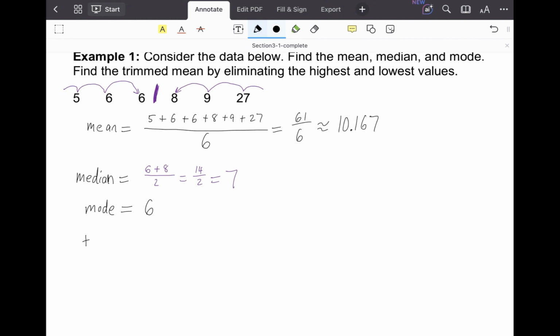Okay, now for the trimmed mean, it's saying eliminate the smallest value, eliminate the highest value. So we're taking 6 plus 6 plus 8 plus 9 and dividing. We only have 4 data points, so divide by 4 at this point. This gives us, what is that, 12, 20, 29 over 4. And that is 7.25.